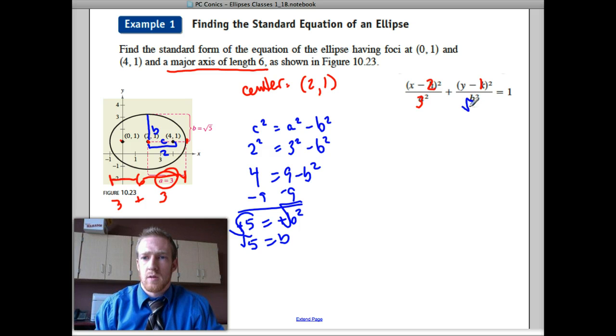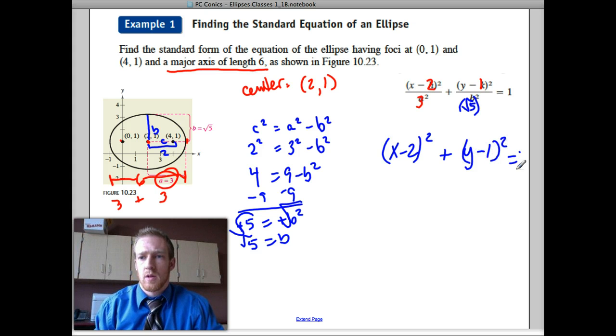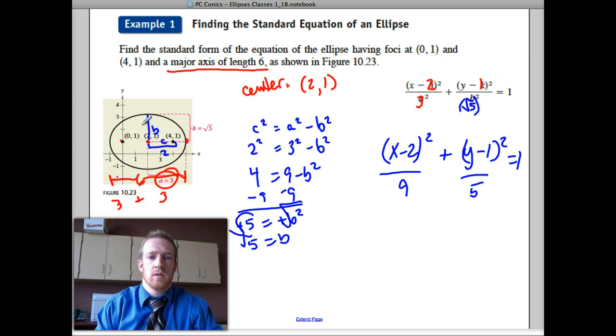So that's our whole equation there. To clean that up a little bit: x minus 2 squared plus y minus 1 squared, which comes from (2, 1) being our center, over 3 squared is 9, and over the square root of 5 squared is just 5. That is our final equation. That's all we need to know to graph this. Alright, if I went kind of fast, just rewind it, pause it, slow it down. That's as hard as it gets for at least giving you the information and writing the equation.